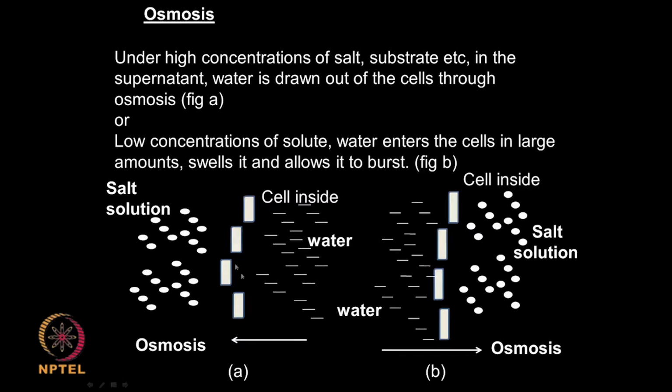So, what happens here? You have a salt solution, and you have cells inside, water here. Now, the salt solution is on this side. So, obviously, there will be osmosis happening here, and water will enter the cells in large amounts, swells them and allows them to break. And this is a very good method because it does not involve heat liberation or uncontrolled breakage.